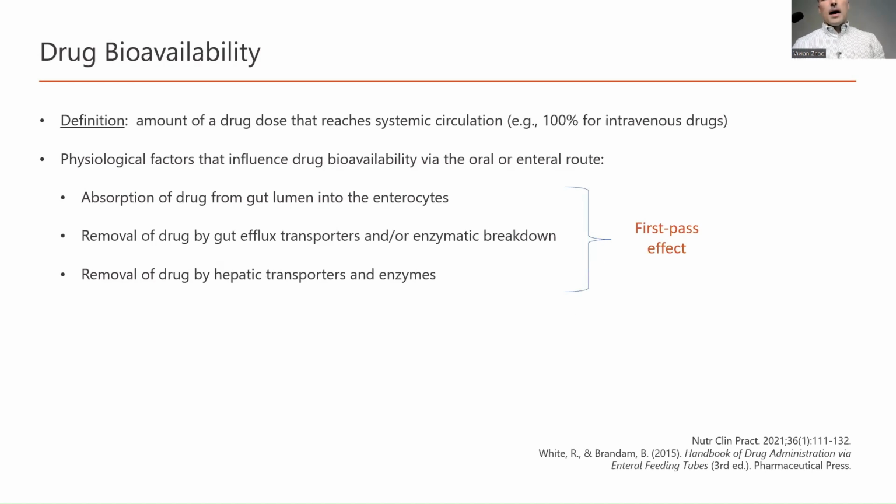Bioavailability can be defined as the amount of drug that reaches the systemic circulation. As a reference, bioavailability for intravenous medications is 100%. Some of the physiological factors that potentially may lower drug bioavailability if the drug is given by the oral or enteral route include fractional absorption of drug from the gut lumen into the enterocyte. We have removal of drug by gut efflux transporters or enzymatic breakdown. And we have removal of drug by hepatic transporters and enzymes, collectively referred to as first pass effect.